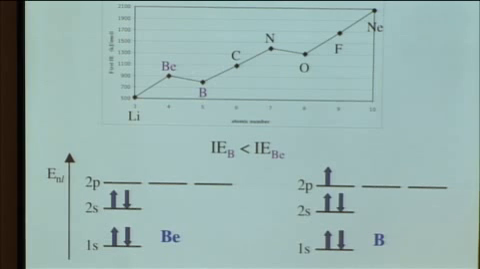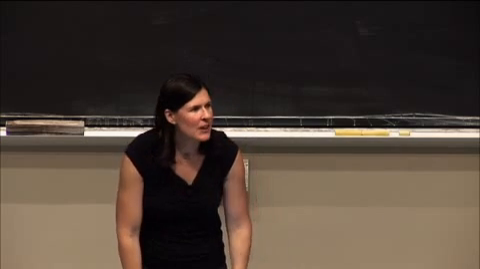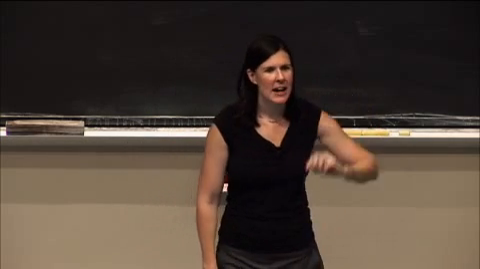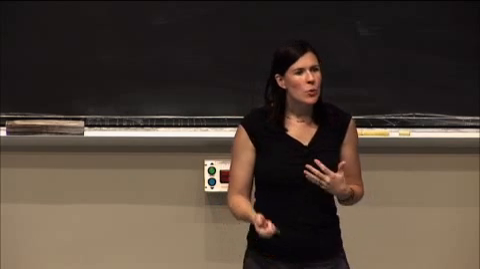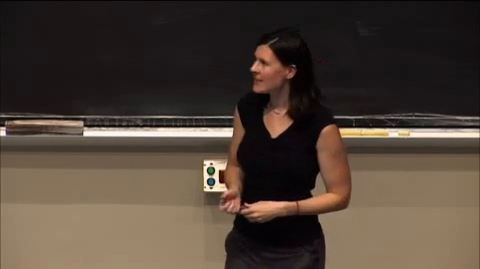So we have beryllium in the first case here. It has 4 electrons. That's how we know it's beryllium. Boron has 5 electrons. So just looking at putting in the electrons, filling up the energy diagram here, we should be able to see a little bit why this is happening.